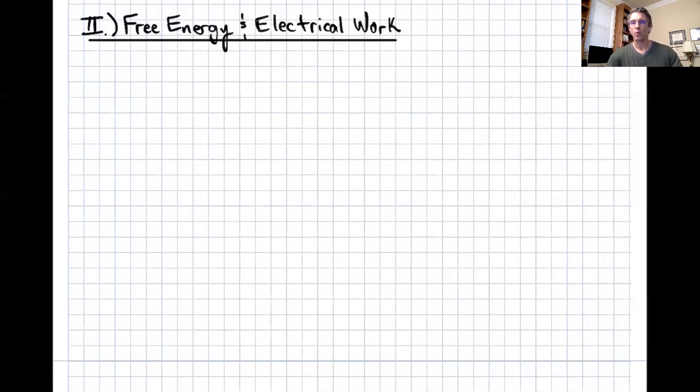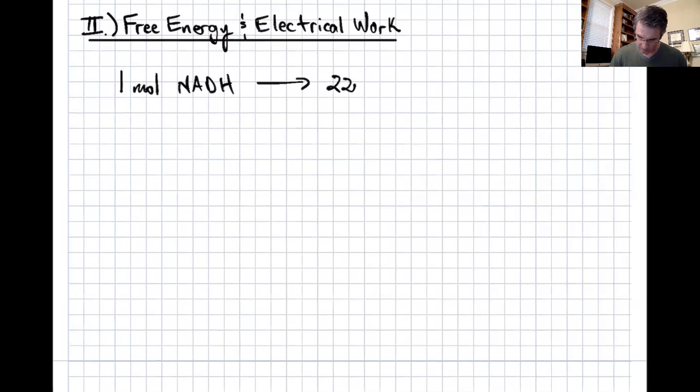Okay, so we know then that this reduced state of that nicotinamide ring in NADH stores a lot of energy, right? As I mentioned last time, 1 mole of NADH is worth 220 kilojoules per mole of energy, right? And now the question, of course, is why? That's what we want to grapple with.